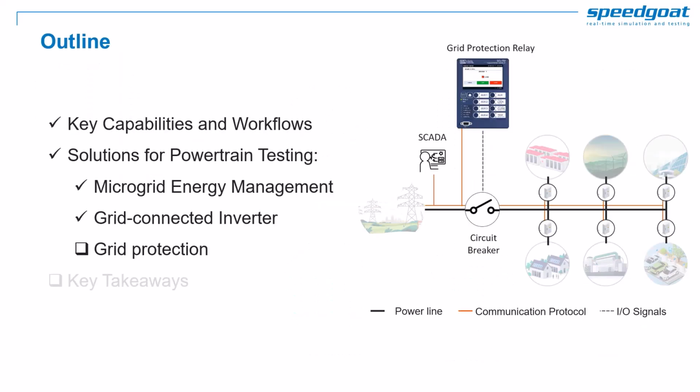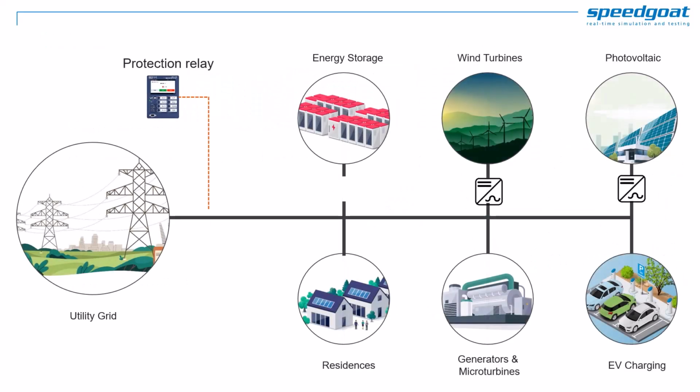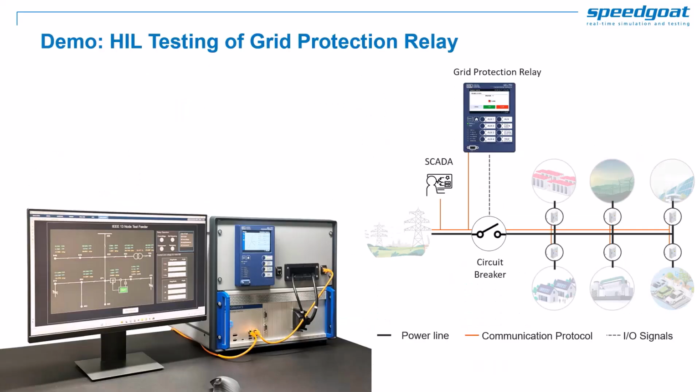It is time for our last topic, testing of a grid protection relay. Protective relays are integrated throughout the electric network to protect the various zones of the power system, ensuring safe and reliable operation of the overall power grid. Let's explore a protection relay HIL setup in action.